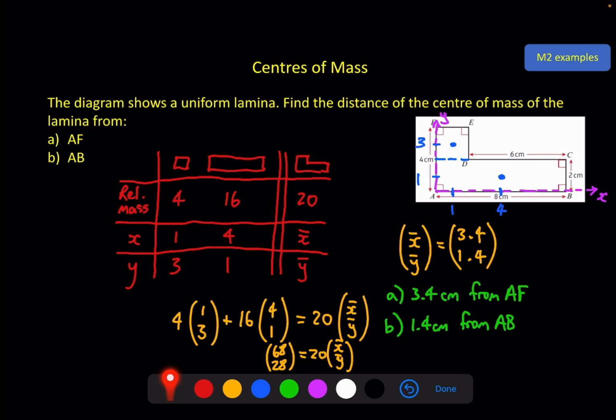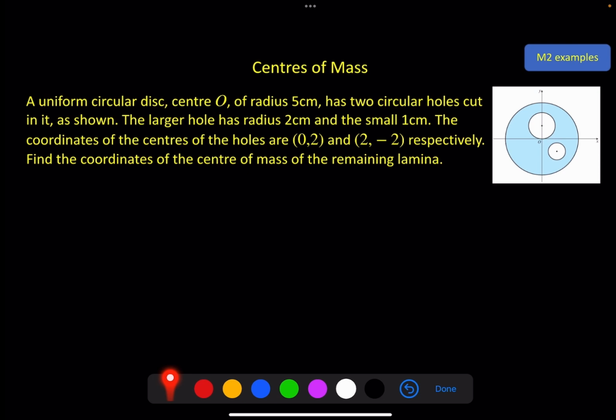Our final example, you can see, is a little bit different. A uniform circular disc, center O of radius 5 centimeters, has 2 circular holes cut in it, as shown. The larger hole has radius 2 centimeters, and the small one 1 centimeter. The coordinates of the centers of the holes are given to us. Find the coordinates of the center of mass of the remaining lamina, the bit in blue here.